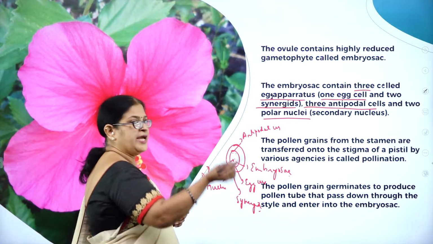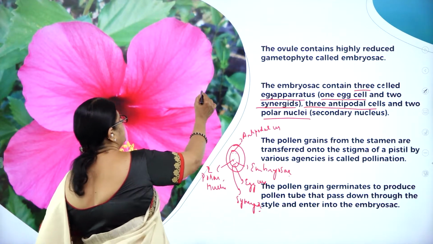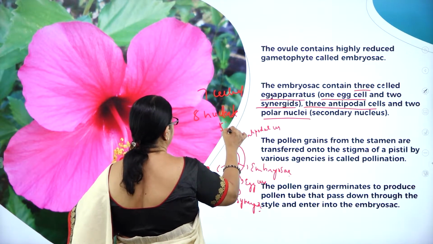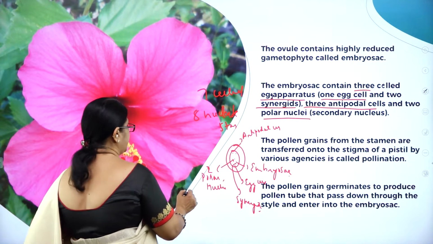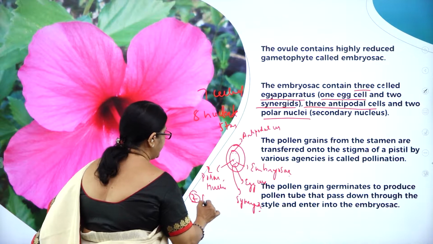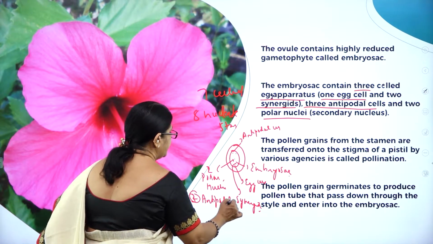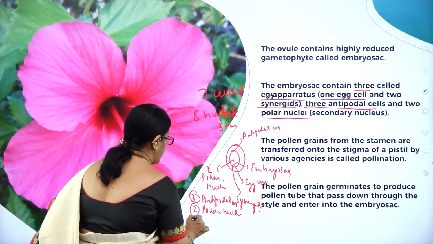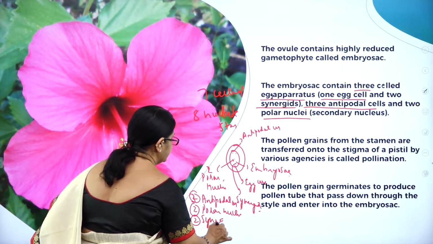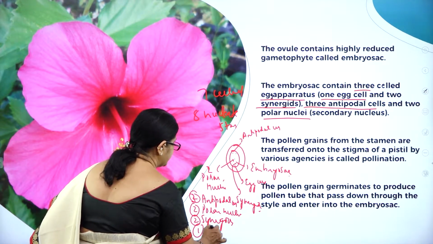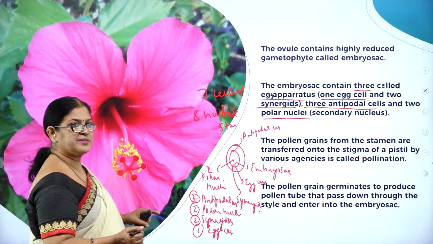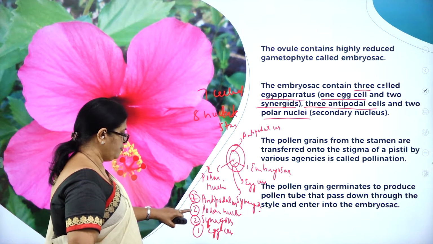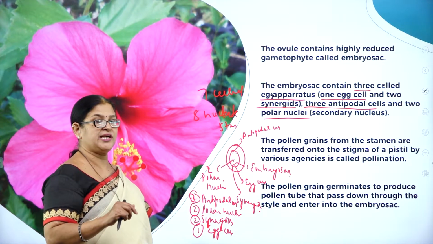So in an embryo sac, we have what we call the 7-celled 8-nucleate stage. In that, 3 are antipodal cells, 2 are polar nuclei, 2 are synergids, and 1 is the egg cell. So it becomes the 7-celled 8-nucleate stage: 3, 4, 5, 6, 7, 8 nuclei, but only 7 cells, 3, 4, 5, 6, 7. So it is called the 7-cell stage, 8-nucleate.